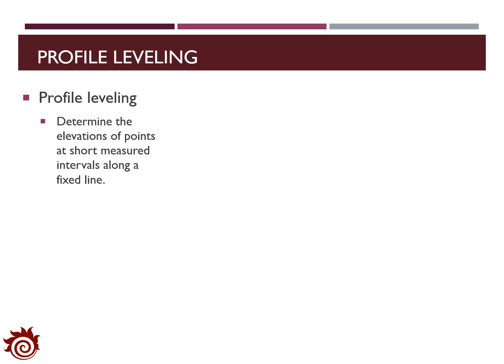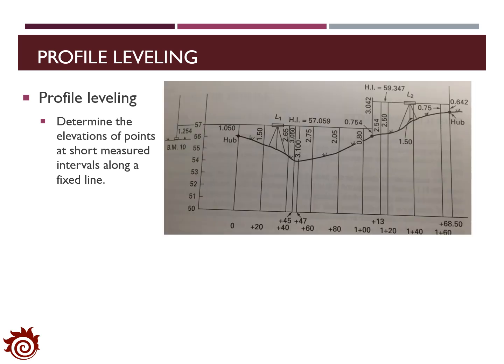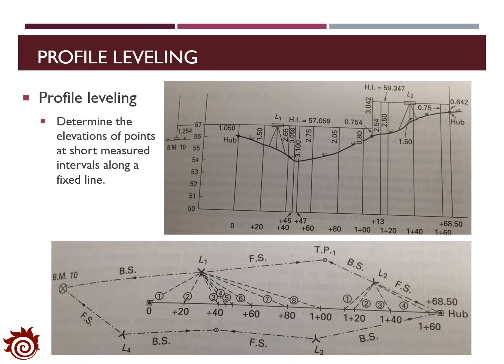In some real projects, such as highway construction, we want to determine the elevations of many points along a fixed line with much shorter intervals. For that, we need profile leveling to identify the elevations of many points simultaneously. These two figures show how profile leveling works. From the figure at the bottom, we want to identify the elevations of more than 10 points along a straight line from the 0 point to the hub.